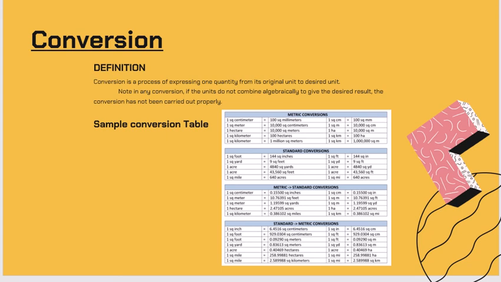Kasi we cannot directly compute the conversion of a unit kung magkakaiba agad siya. For example, your metric conversion is based on centimeter and then you want to make it miles. So kailangan kino-convert mo muna siya step by step, hindi pwedeng direkta, no? So if you are in centimeter, you need to compute it for inches, for meter, for foot or yard, and so on. So meron tayong step by step na sinusunod.